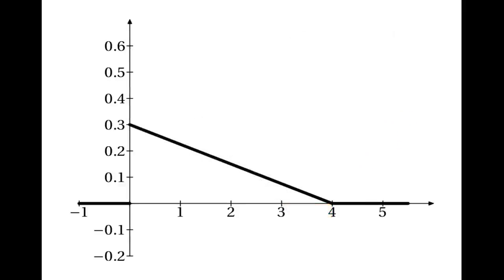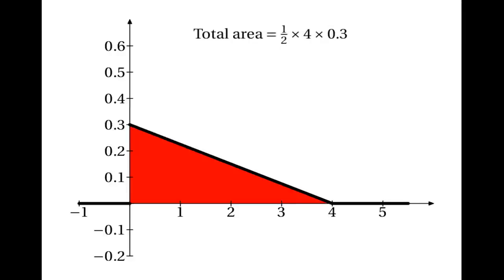What about this graph? Could this be the graph of a probability density function? Well, this time we need to look at this area and find out if it's equal to 1, because remember, the total area under the graph of a probability density function must be 1. Well, this is just a triangle, so we can find the total area by doing a half base times height, which in this case is a half times 4 times 0.3, which is only 0.6. So therefore this can't be a probability density function.